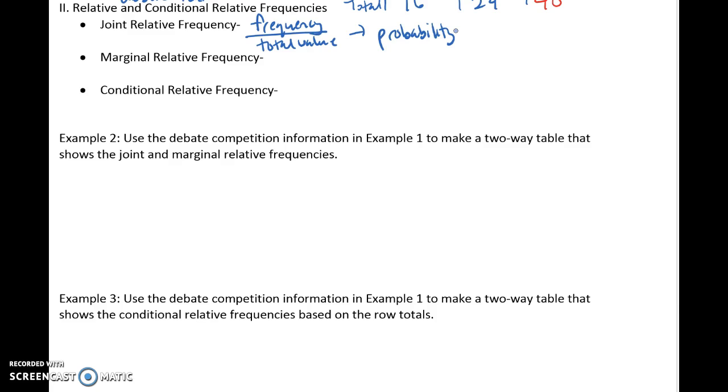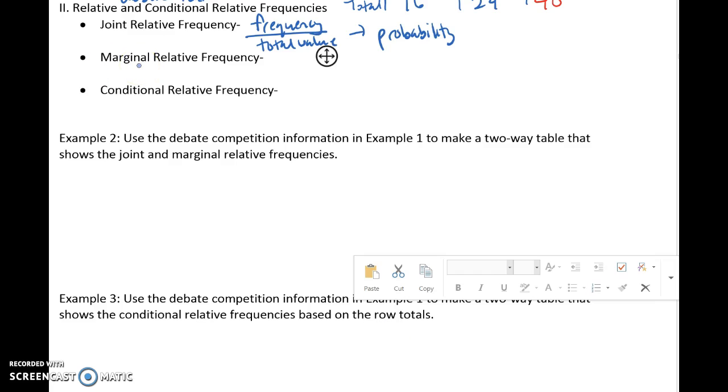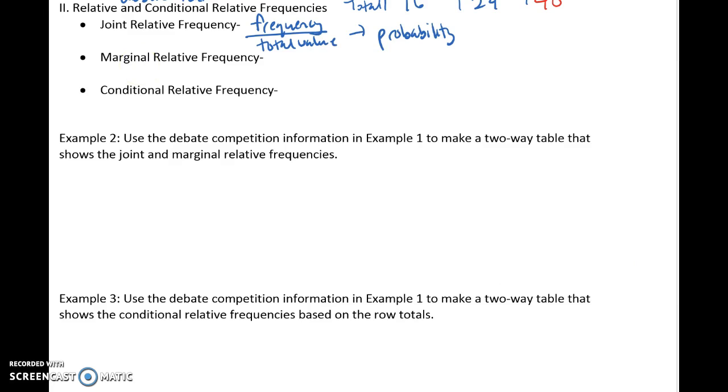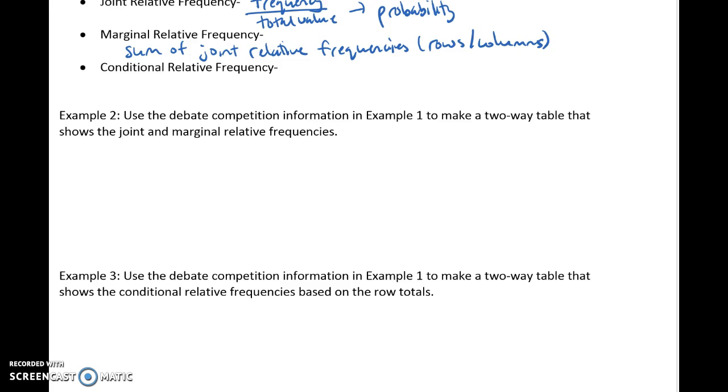Marginal relative frequency is marginal, think adding, right? When we did marginal frequency, we were finding totals. Marginal relative frequency is basically the same thing. It's the sum of your joint relative frequencies. Okay, so again, it's just summing up your rows and columns.